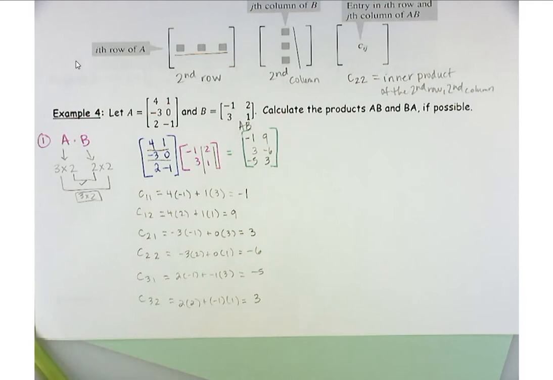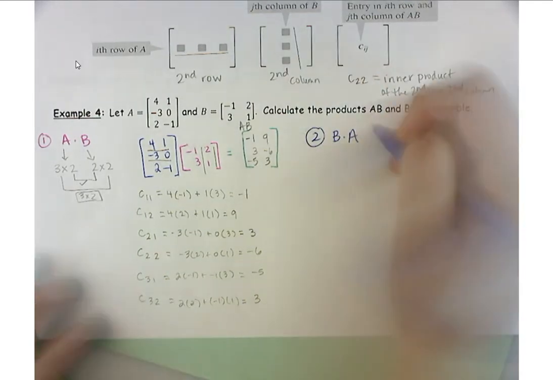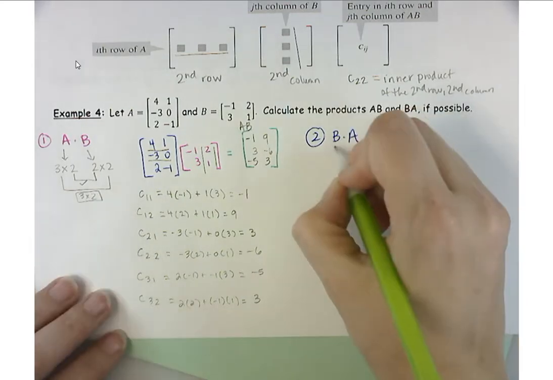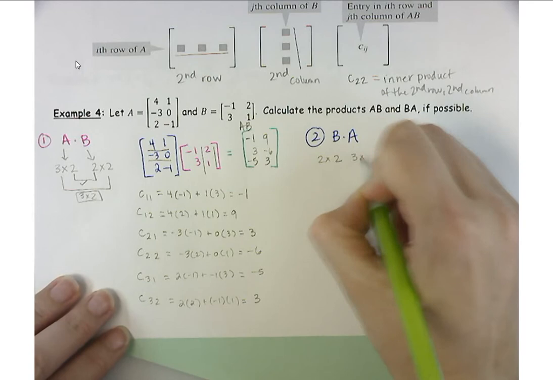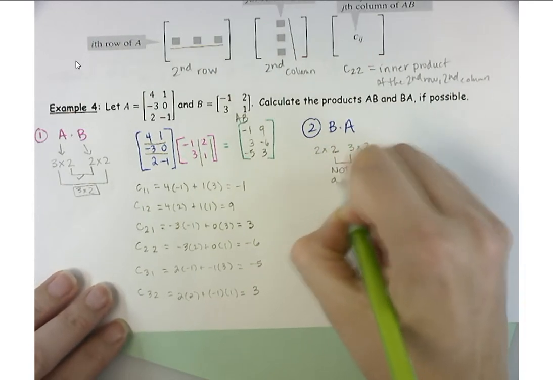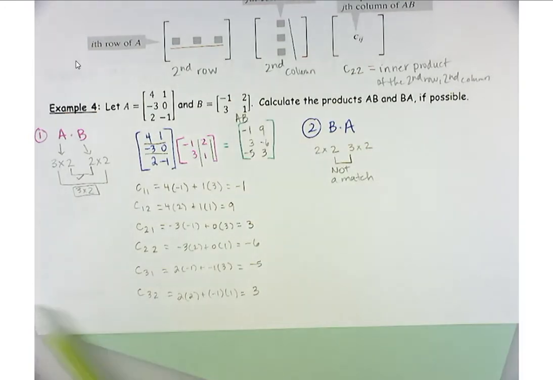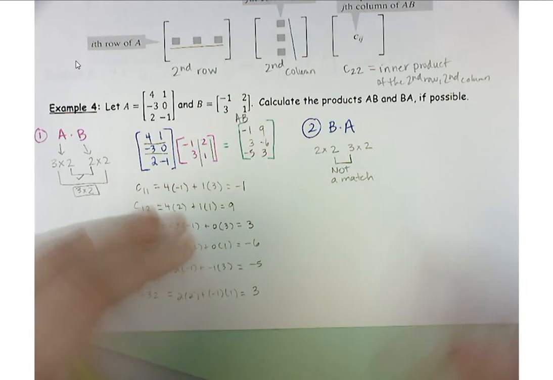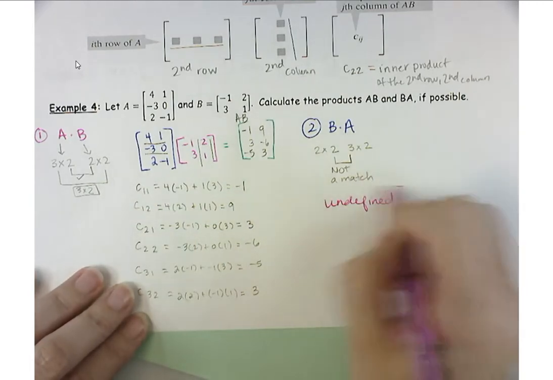Alright, and then for the second one, we're going to do B times A. So the first thing we have to do is make sure that this is allowed. So B is a 2 by 2, A is a 3 by 2. Remember, if these do not match, then we can't multiply them. And then what would we call this? Undefined. Okay, so this is going to be undefined.